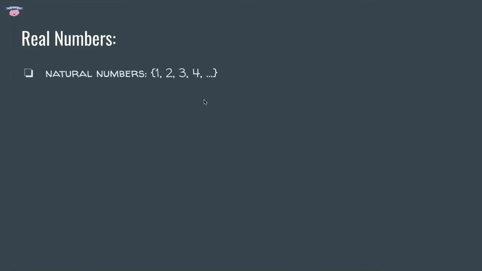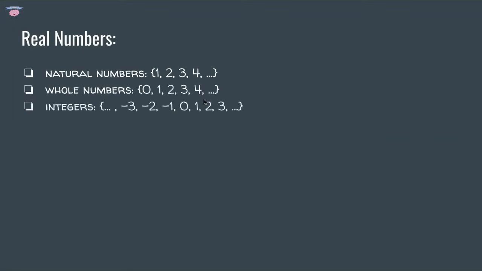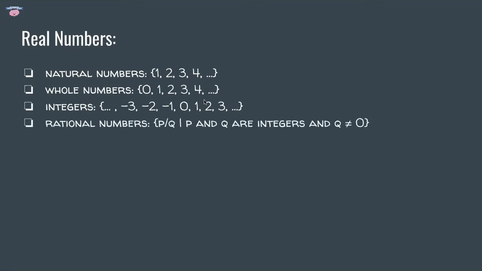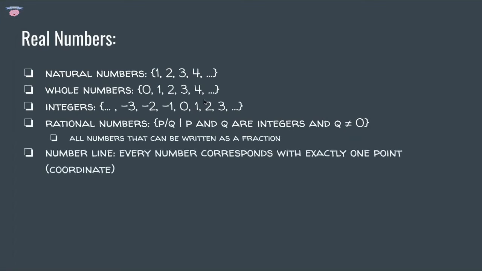Real numbers. So first, the natural numbers, like I mentioned, are 1, 2, 3, 4, etc. The whole numbers include 0. The integers are all the whole numbers and their negatives, so -3, -2, and so on as well. Rational numbers are everything that can be written as a fraction. And the number line is a line such that every number corresponds with exactly one point. So this is the number line. This can be 0, this can be 1, this can be 1/2, this can be √2, and so on.